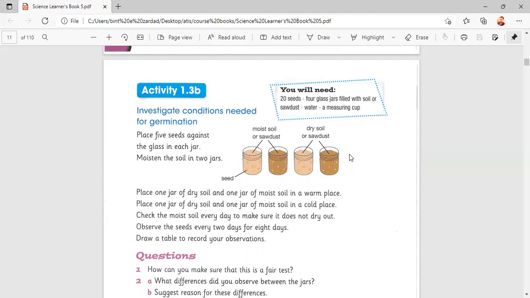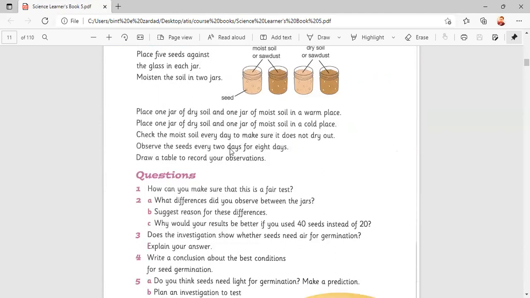And then after some days, at least 3 to 4 days or 8 to 10 days, you need to observe what will happen to your jar, and after this, you need to record all your observations. How can you make sure this is a fair test for any kind of activity? For any kind of activity, how do you make sure you're making a fair test?